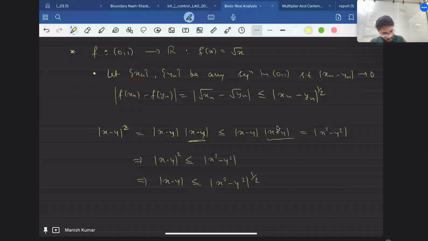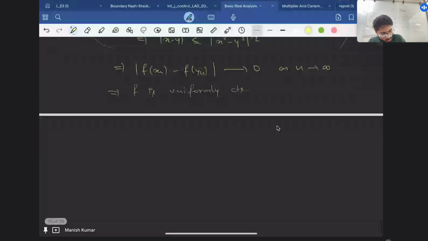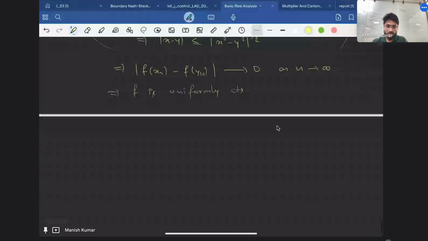But you can clearly see the derivative. You already know that f'(x) is given by 1/(2√x), and you know this is unbounded in (0,1). Is this fine?